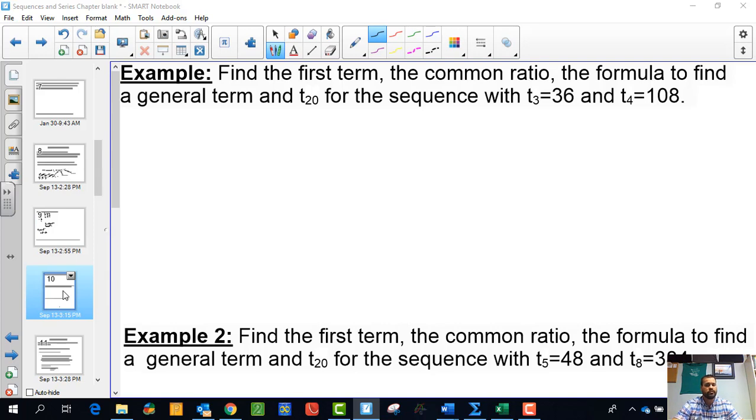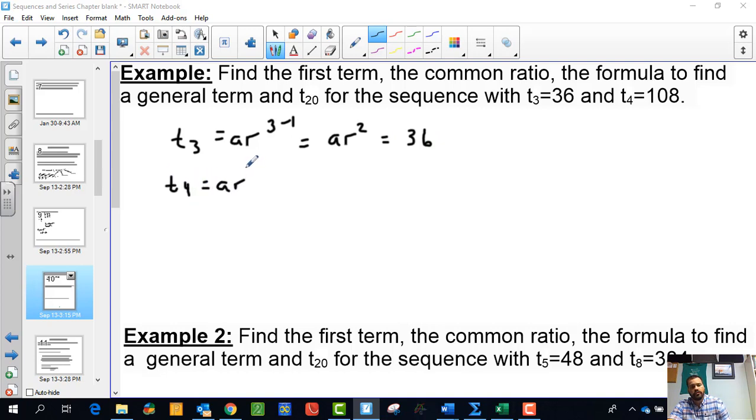So here's another example. Find the first term, the common ratio, and the formula to find the general term for T20. And then it tells you two terms. So it's the same idea as before. We know T3 is AR to the 3 minus 1, so it's AR squared, and we know that's 36. And then T4 is AR to the 4 minus 1, and that means that AR cubed is 108.